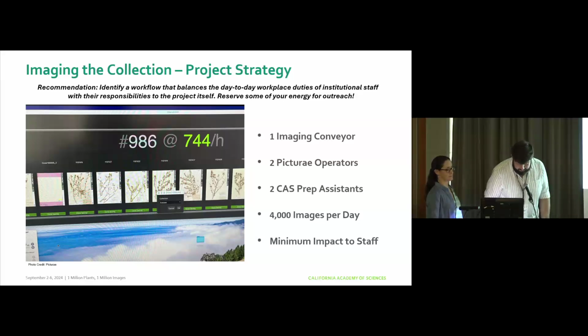So to digitize the Academy's herbarium, we decided to use a conveyor operated by 2 Pictura staff who together can achieve an average of 4,000 images per day. Next to our employees, 2 on-site staff members were hired by Cal Academy to barcode all the selected specimens and folders, as well as to transfer those specimens to and from collection storage. During digitization, we look for ways to limit our overall footprint within an active herbarium.